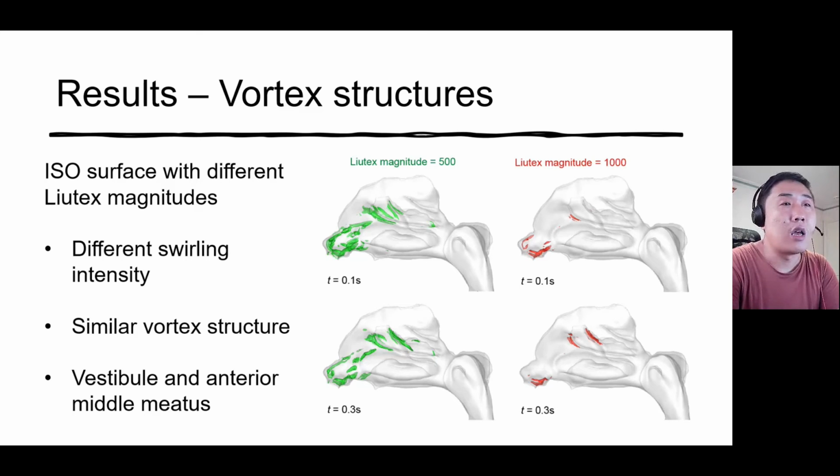Interestingly, despite the time difference, similar vortex structures are found in both the T1 and T2 events. That is, vortex structures or swirling flows predominantly occur in the space corresponding to the vestibule and anterior middle meatus. Therefore, it is anticipated that enhanced particle deposition may occur in close vicinity to these identified vortex structures as a result of the transverse diffusion effect due to the presence of secondary flow.